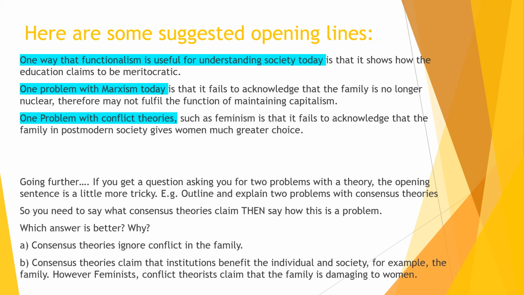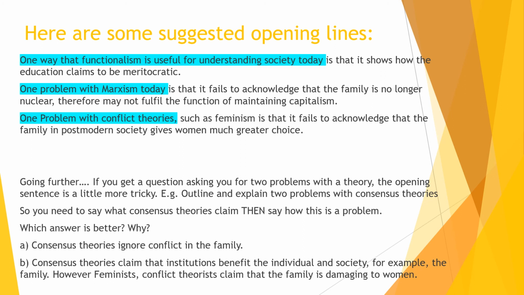So as I said, using the wording from the question is a key way to show you're answering the question, and using these words throughout your answer. So you can see here just some examples. One way that functionalism is useful for understanding society today is, one problem with Marxism today is, one problem with conflict theories today. It's the idea that you're using the words in the question as your starting point, and then you build on it, and it shows that you are trying to answer the question.